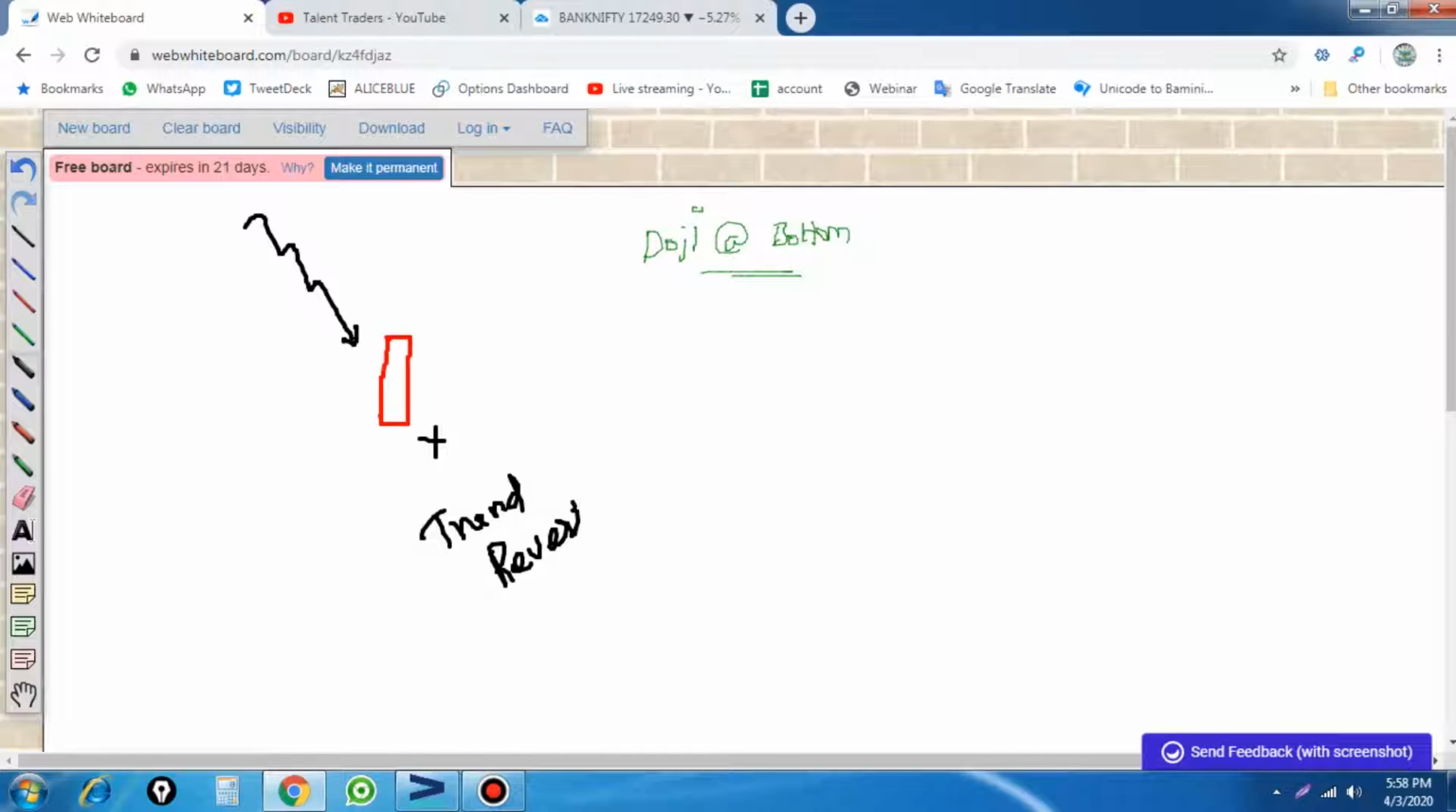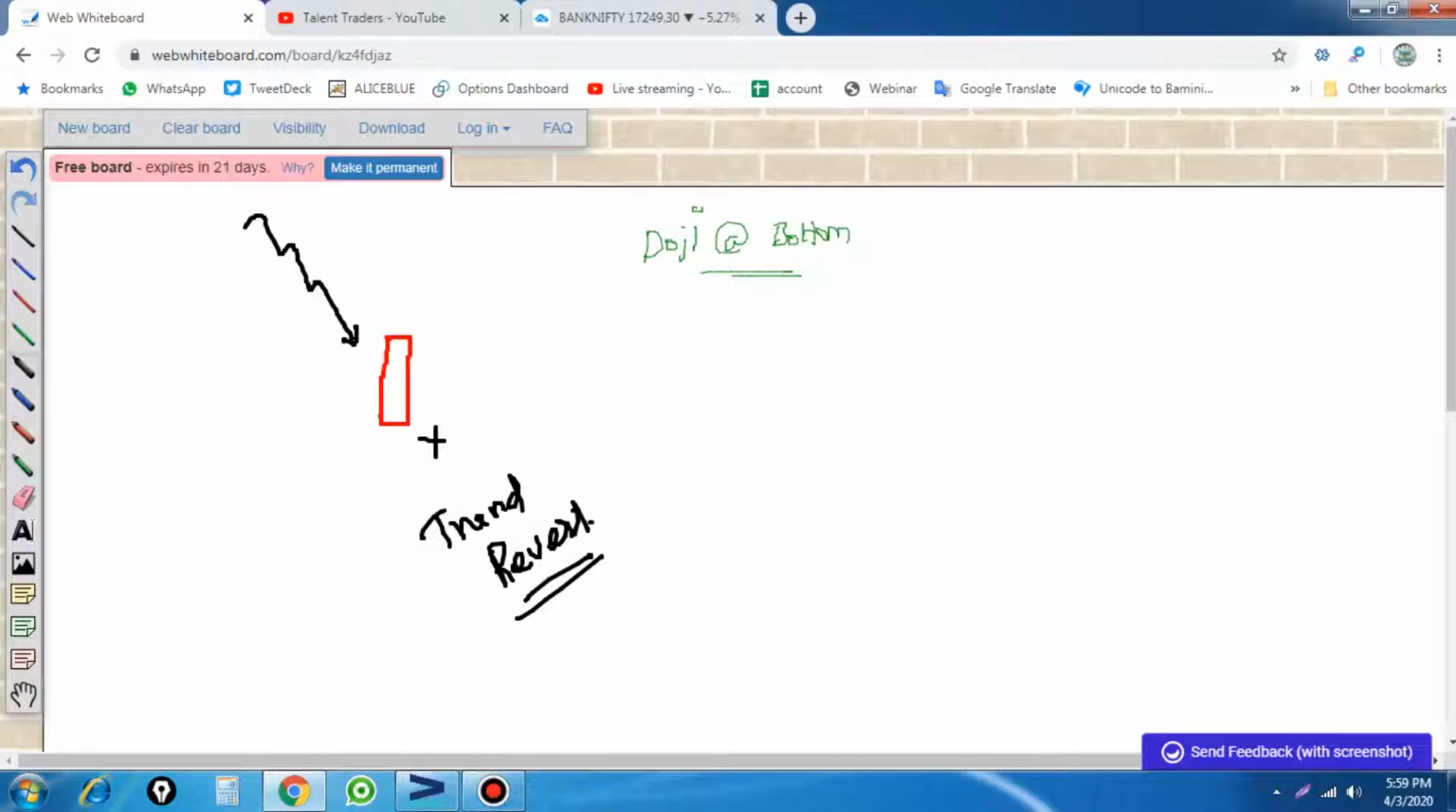In this pattern we are going to find the reversal in the trend using the doji. The first candle must be a long red candle followed by the doji. This is the first initial confirmation of a doji at the bottom.